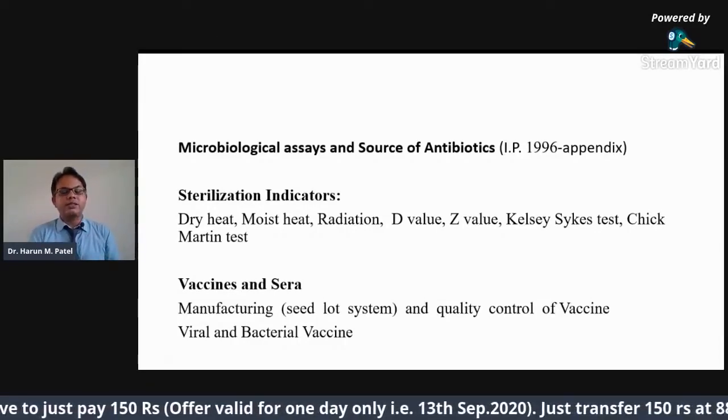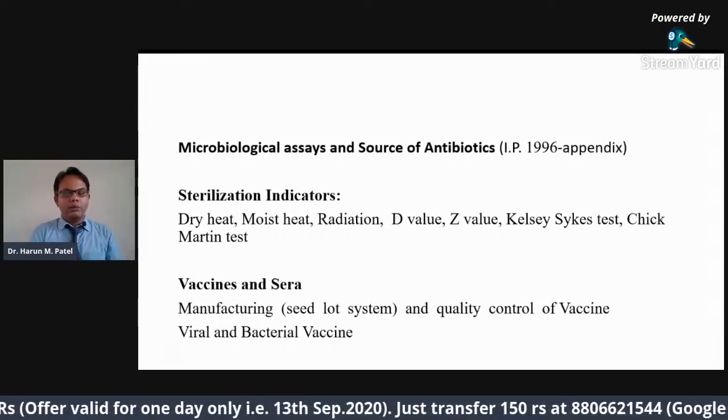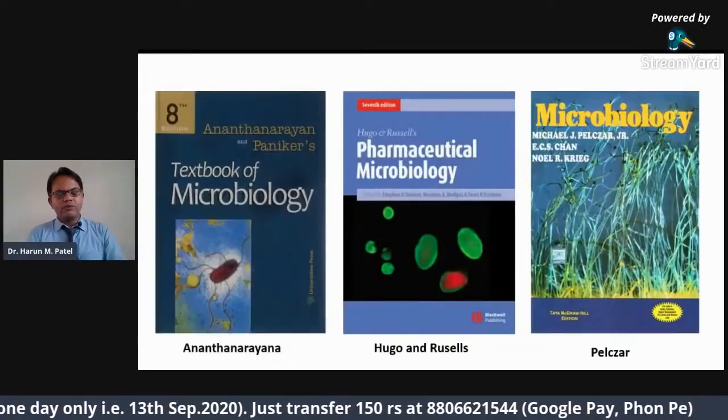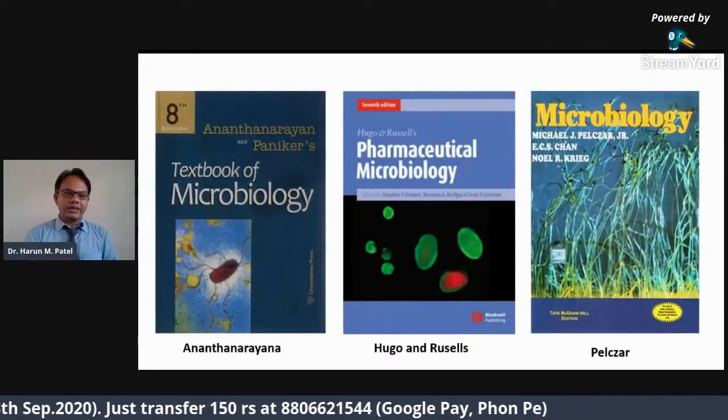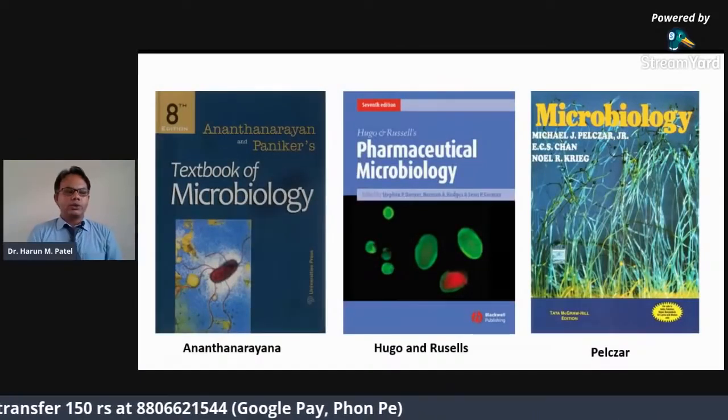So I can say that vaccine and sera is the most important in microbiology. These are the 5 to 6 points which one must read for preparing microbiology.